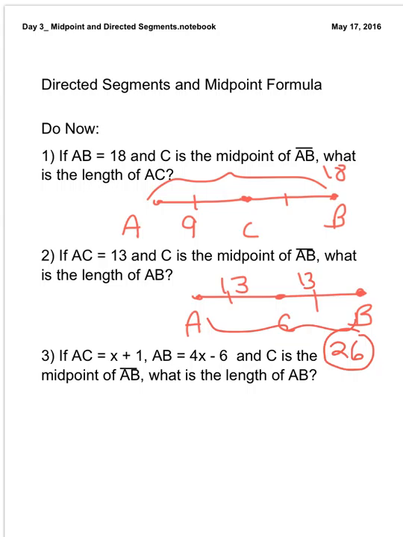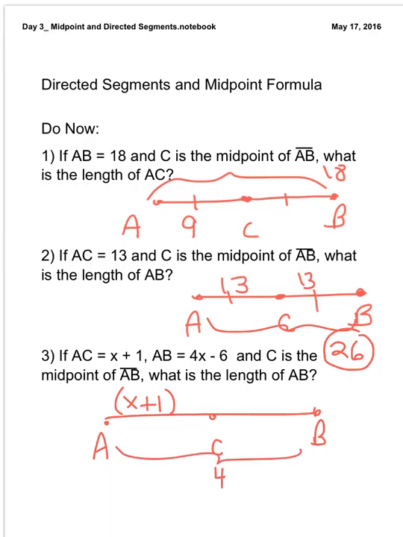The next one is good practice because it involves algebra. Same setup. AB, the full segment. C, the midpoint, right there. AC is x plus 1. Put that in parentheses, it's binomial. AB, the entire segment, 4x minus 6. There you go. And that's all they gave us. They want to know the length of AB, the entire segment length. Well, when it doesn't seem like you have a lot of information, you got to figure they gave me everything I need, and I am capable of doing this.